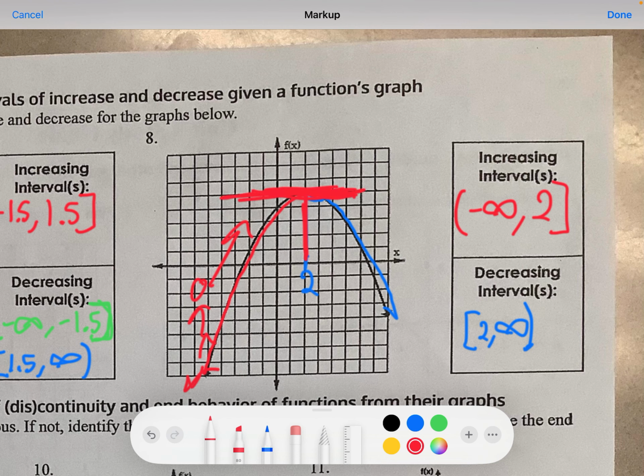Doesn't matter how high up or down it stops. What matters is the x value. We're looking at what x values these intervals are on. And it seems like the only division is between, are you bigger than 2 or are you less than 2? And so that looks like this. Increasing here, decreasing there.